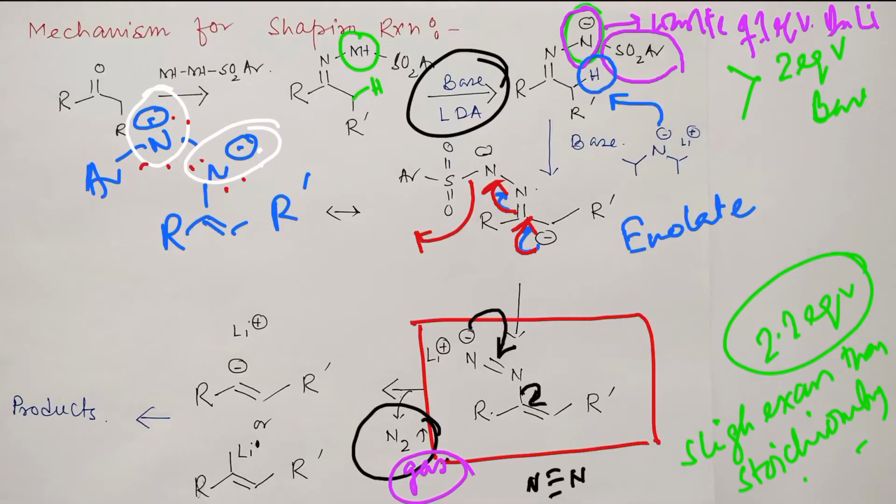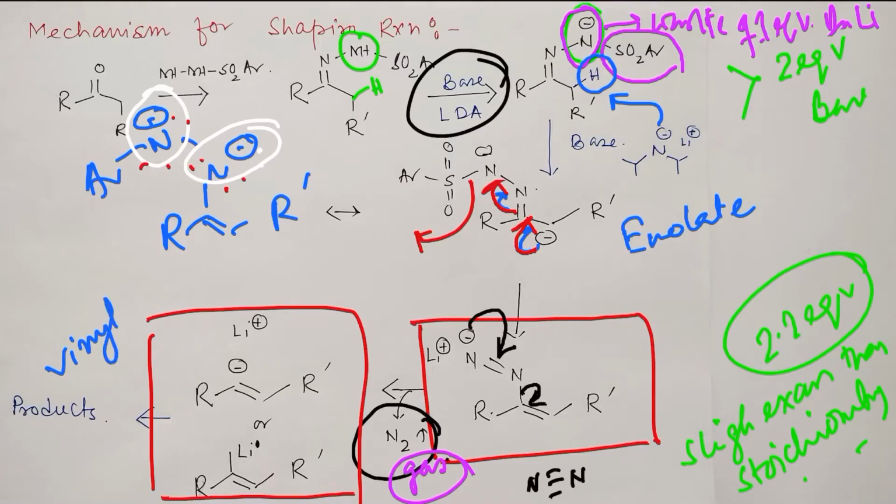So after this step, what results? This results in a vinyl anion. Okay, so this thing is nothing but a vinyl anion, and this is the very important step of this reaction, because this vinyl anion provides us a wide number of opportunities for different product formation. So let's discuss how many types of products could be possible.